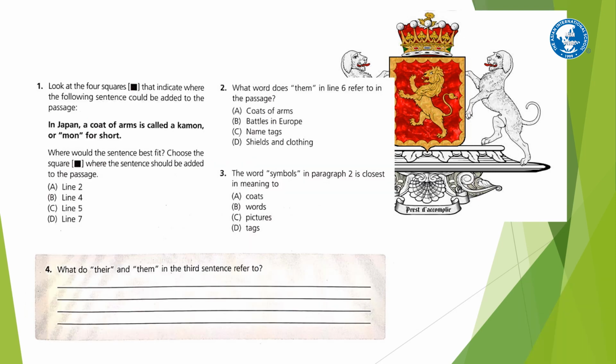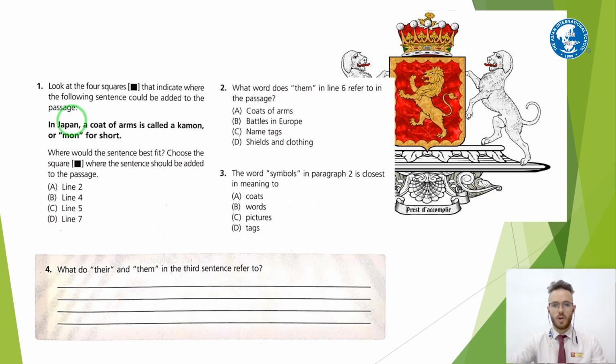Okay, there's your questions. And your answers. Number one, it says, look at the 4 squares. The sentence you need to fit in is, in Japan, a coat of arms is called a kamon, or mon for short. Where would that sentence best fit? Would it be in line 2, line 4, line 5, or line 7? The correct answer there would be line 7, D.